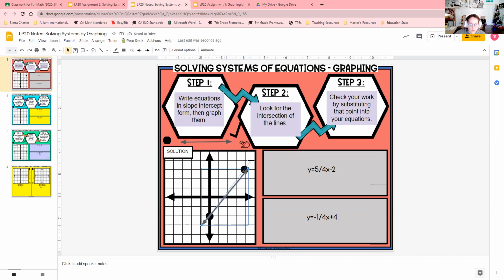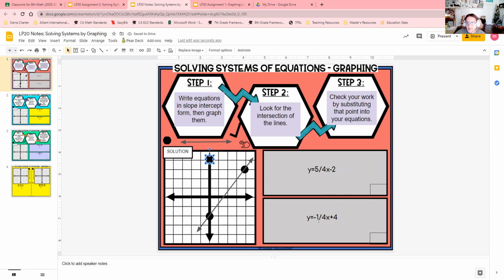And you can extend your line a little bit, make sure it goes past the end of your point so it's a little bit easier to see. Okay, and we've graphed the first line. Now we're going to graph our second line. y equals -1/4 x plus 4. Start at the intercept, +4, go up 1, 2, 3, 4. It's going to start right here for us, kind of on that arrow.